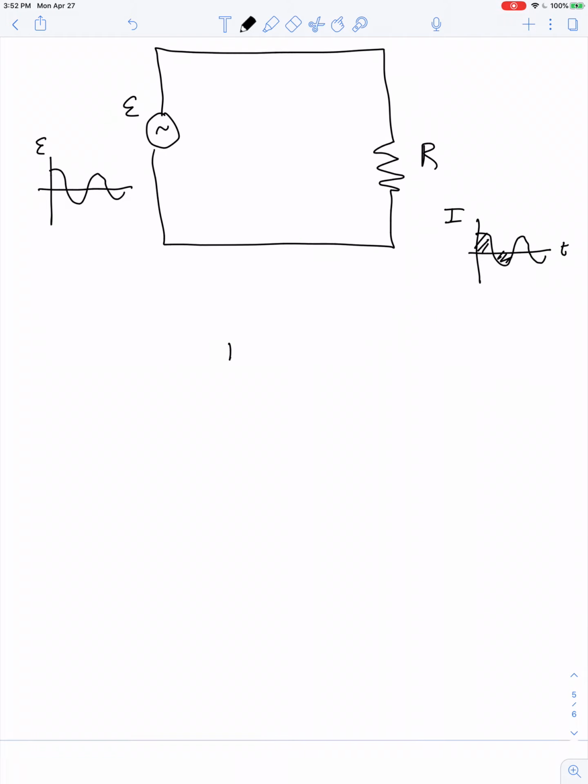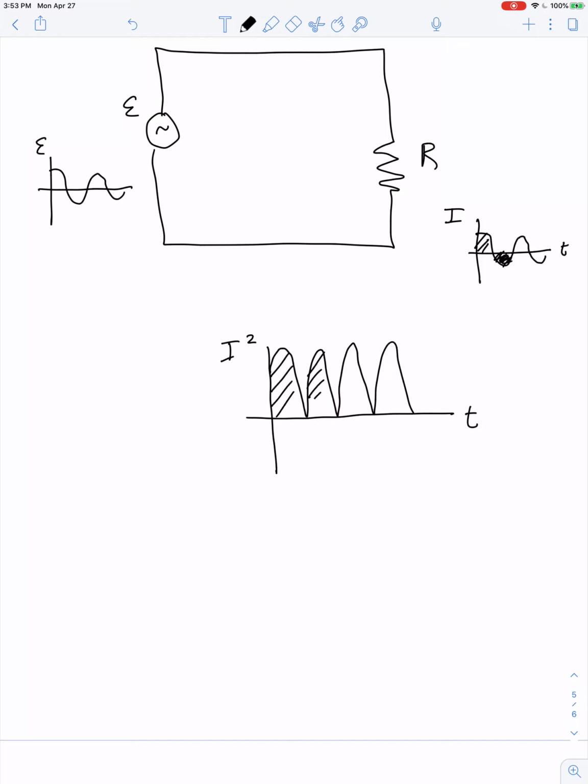However, we can make a graph of current squared versus time. Well, negative values squared become positive, and so this gives us a graph that would look like this. All the negatives turn into positives by virtue of squaring the values. And then in the same way, we could take the area underneath this curve for one full cycle, and then ask the question, what steady value could have been maintained for that amount of time and produce the same total area.